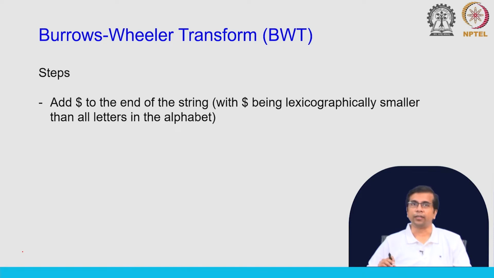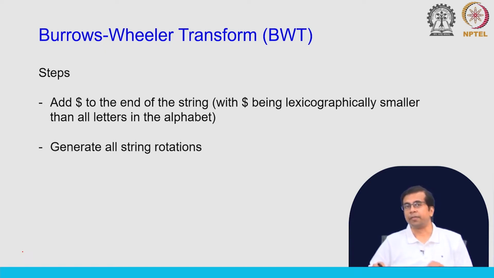The first step is to add a dollar sign to the end of the string. If you are taking a reference genome or reference sequence, we add this dollar to the end, with the assumption that dollar is lexicographically smaller than all letters of the alphabet. So, especially if you have A, T, G, C, dollar is smaller than those. So, when you do sorting, dollar will come first. It hints that there would probably be a sorting step later on.